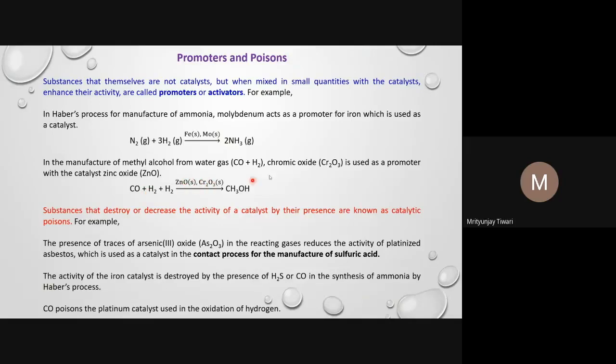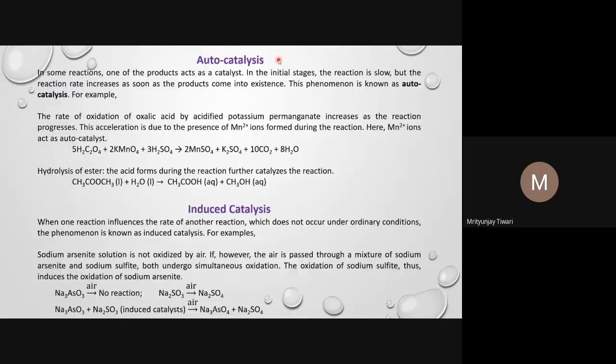Then there is the catalyst poison. There are certain substances which, when added with the catalyst, spoil the catalyst. They reduce the activity of the catalyst or spoil it, so the catalyst's efficacy, its effectiveness, is destroyed. So it doesn't now catalyze the reaction. Such substances, which spoil the catalyst or destroy or reduce its efficacy, are called catalyst poisons.